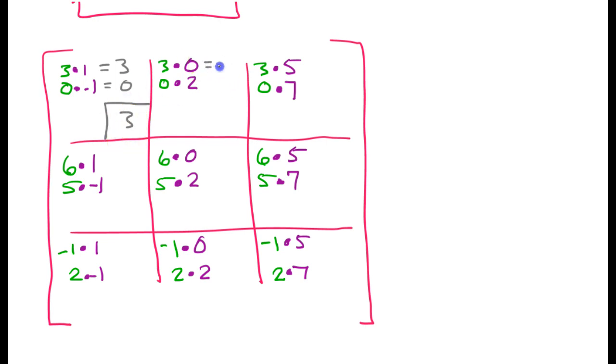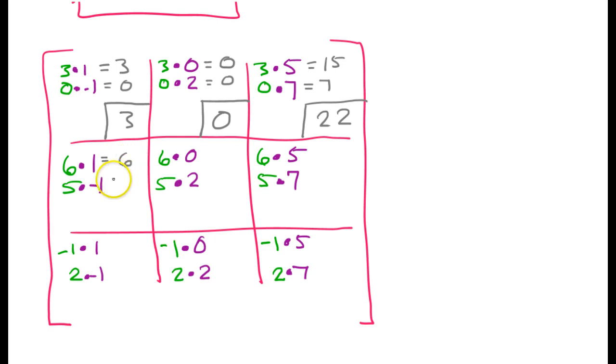Okay, I think I'll just go straight across. So 3 times 0 is 0. 0 times 2 is 0. Add them up, that makes 0. I'm going to have 15 and 7. Okay, add them up, that's 22.